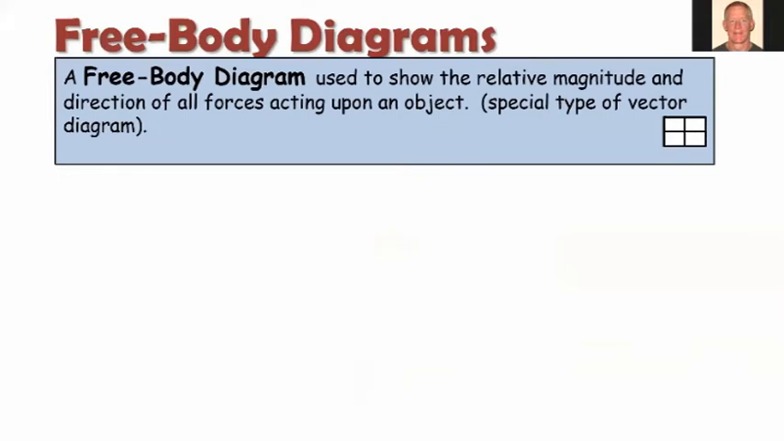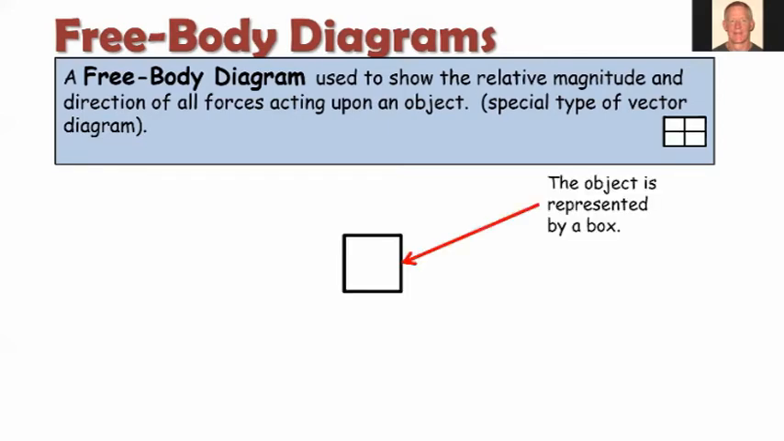Now let's talk about this concept of a free body diagram. It's a tool, and we've seen these already a little bit, but we're going to be creating them and using them ourselves today to show the relative magnitude and direction of all forces acting upon an object. It's really a vector diagram. So here's how we do it. The object is represented by a box. So no matter what the object is in the problem, we can just use a box. We don't have to spend a lot of time trying to draw what it actually looks like.